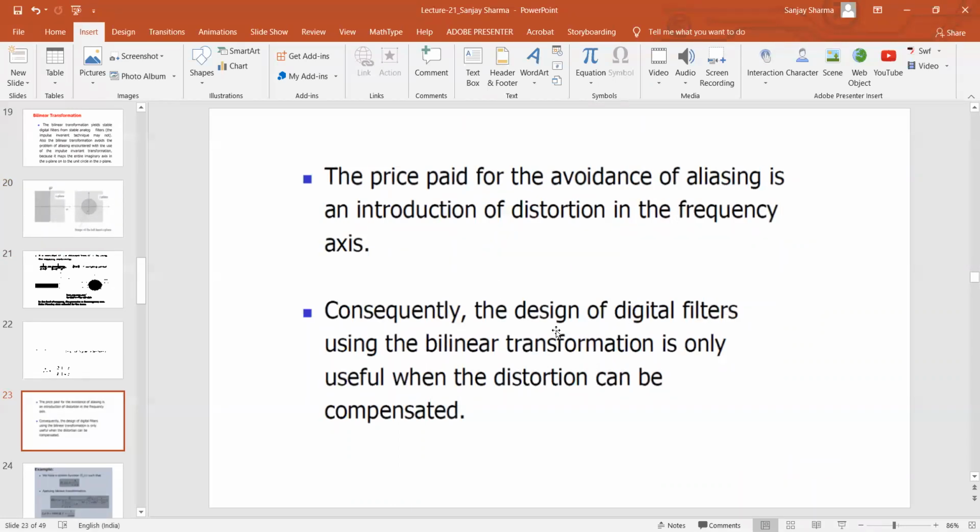Consequently, the design of digital filters using the bilinear transformation is only useful when the distortion can be compensated. Whatever the distortion in the frequency axis results, if we can compensate that distortion, then bilinear transformation by far is the best choice for design of digital IIR filter. And we can do that. We will see how to compensate for the frequency axis distortion.